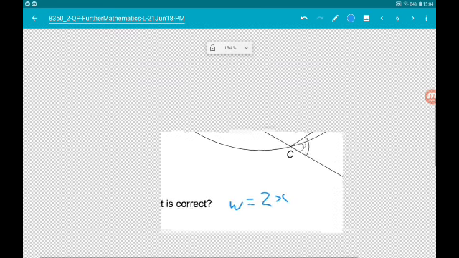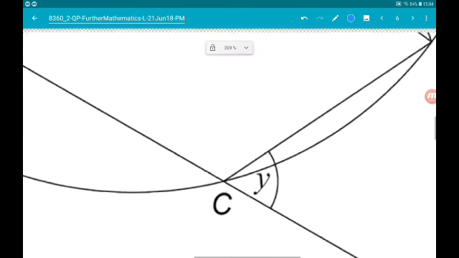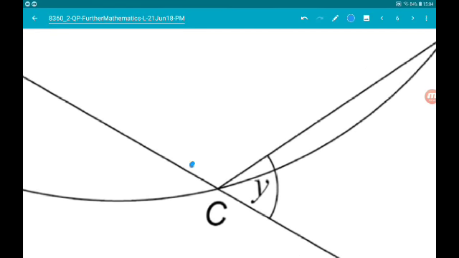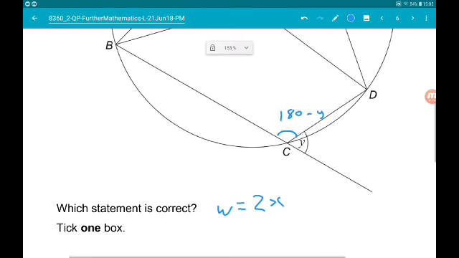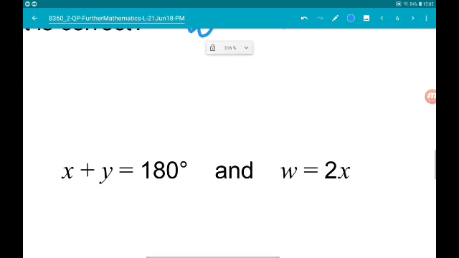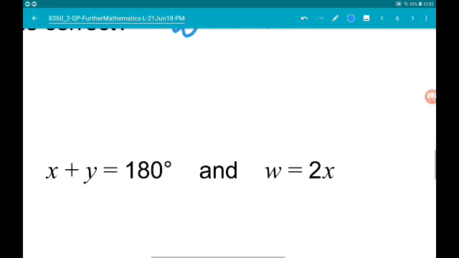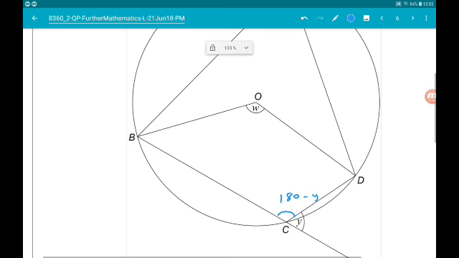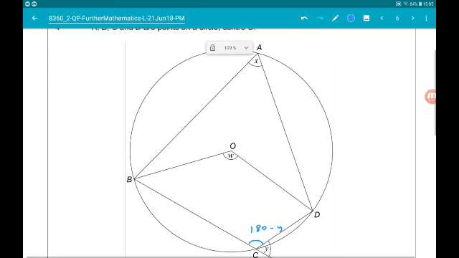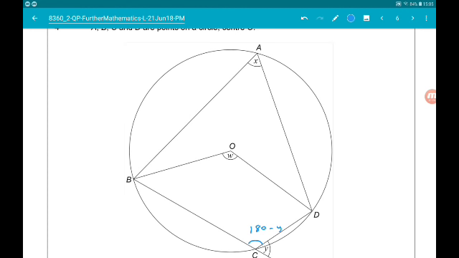So that's good. And well, we know that y here is part of angles on a straight line. So we know this angle is 180 minus y. Okay, so let's see. So first statement, x and y is 180 and w is equal to 2x. So that's not right. Opposite angles in a cyclic quadrilateral add up to 180.